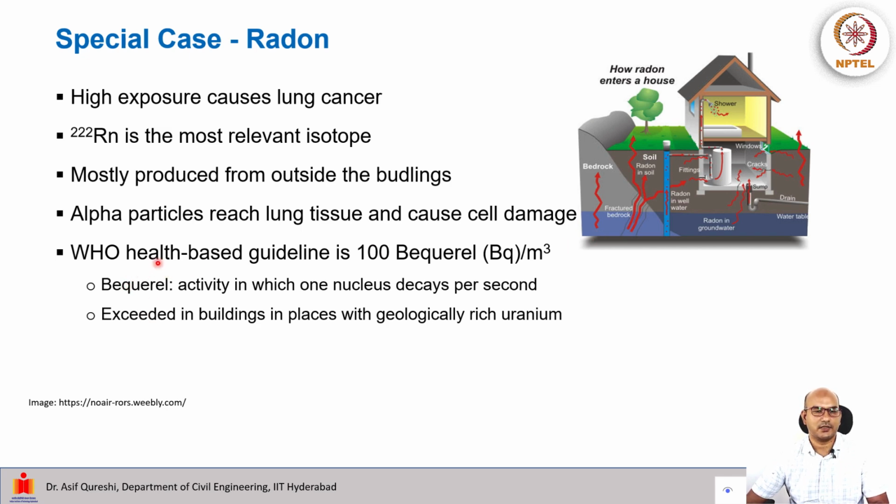The WHO health-based guideline for radon is 100 becquerel per meter cube. A becquerel is the activity in which one nucleus decays per second. This guideline is often exceeded in buildings in places with geologically rich uranium, and from uranium decay we have radon, and the radon causes the exposure.